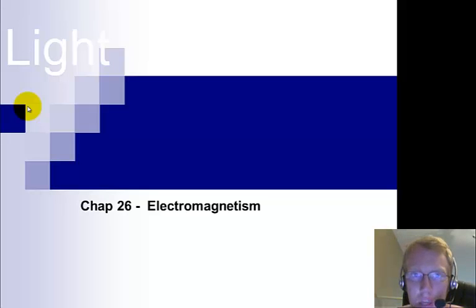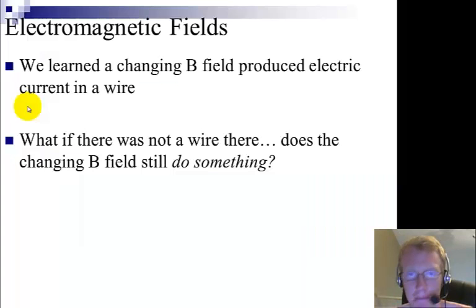Alright, this is it. This is chapter 26, the final chapter of the year. This is going to be on electromagnetism, which is the culmination of studying electricity and studying magnetism separately, and how we put them together and how that creates light.